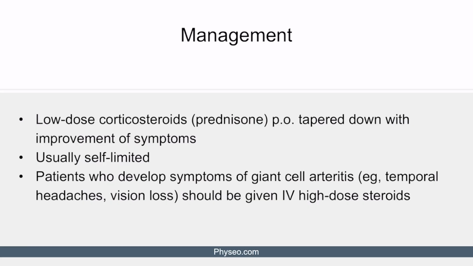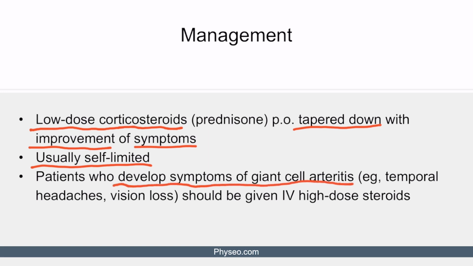leukocytosis. Polymyalgia rheumatica is managed with a low dose of corticosteroids. Usually it's prednisone, and you give it orally. And it's tapered down with improvement of the symptoms. So as they start getting better, you start tapering them off. Now, the disease is usually self-limited and doesn't require treatment, so it just resolves on its own. But patients should be monitored in case they develop symptoms of giant cell arteritis. Remember, we talked about how important that association is. Some of those symptoms they may have that might make you think of giant cell arteritis are temporal headaches and vision loss. In those cases, you need to use high-dose steroids and do that IV.